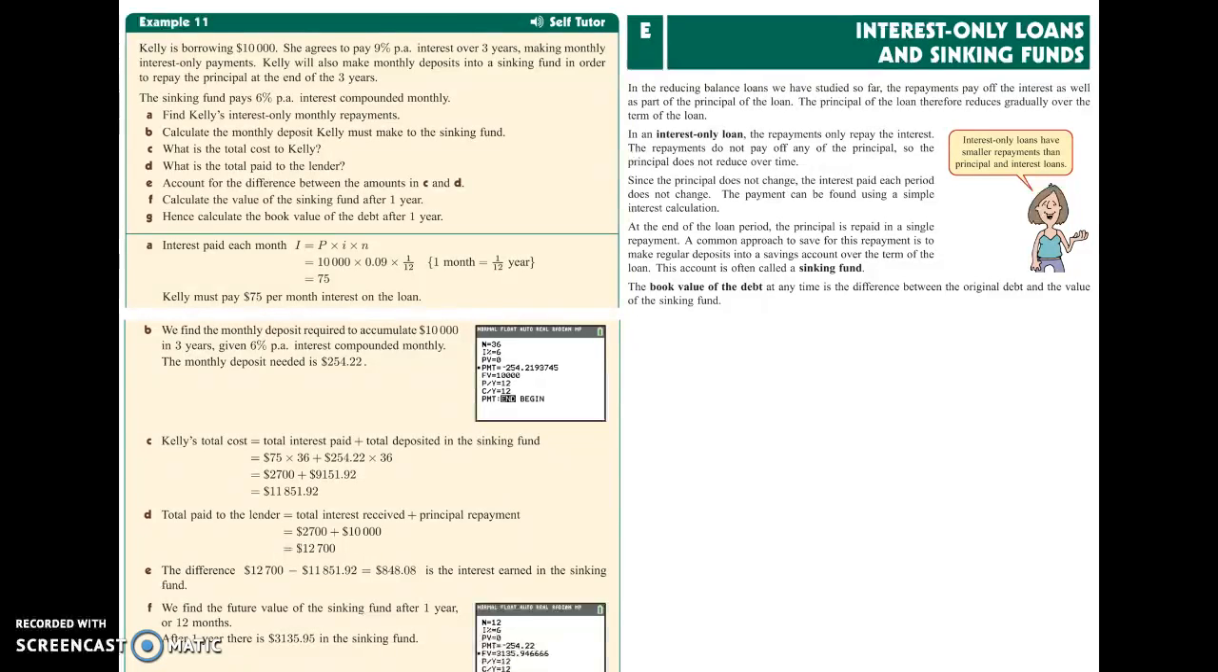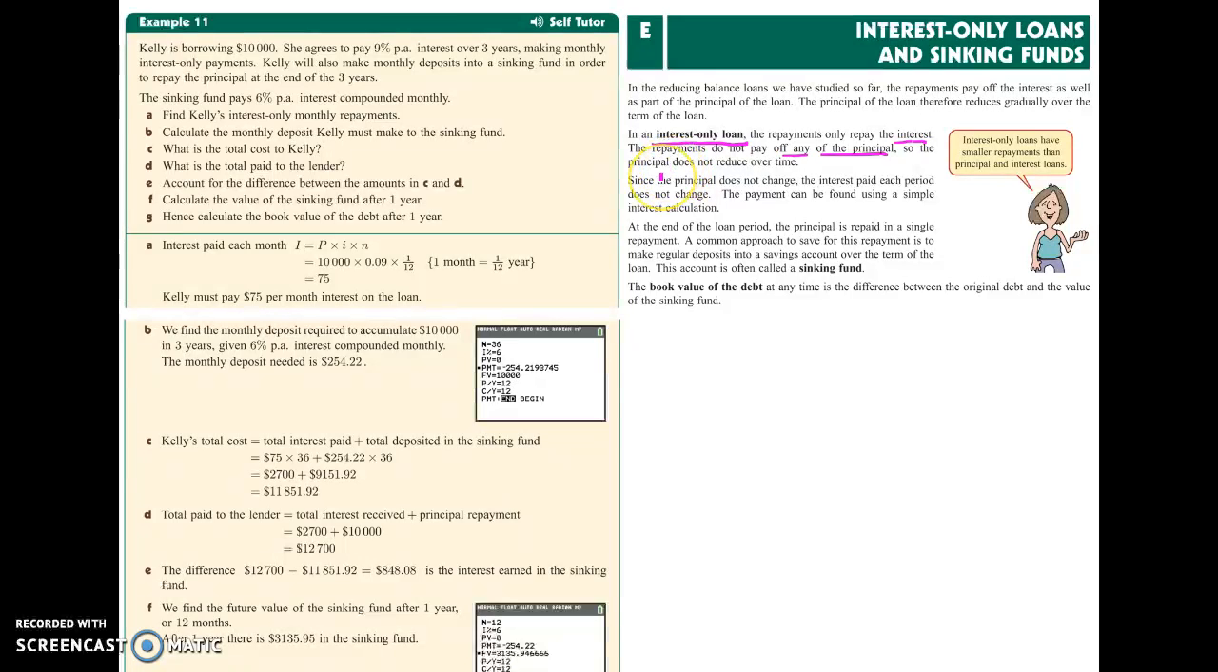And so therefore your principal slowly gets smaller and smaller, therefore your interest amount gets smaller and smaller, you get charged less. And we've seen that come up in a lot of the examples. This strategy here is called interest only and sinking funds. So in here it says an interest only loan, the repayments repay the interest. The repayments do not pay off any of the principal. So this is where it's a little bit different.